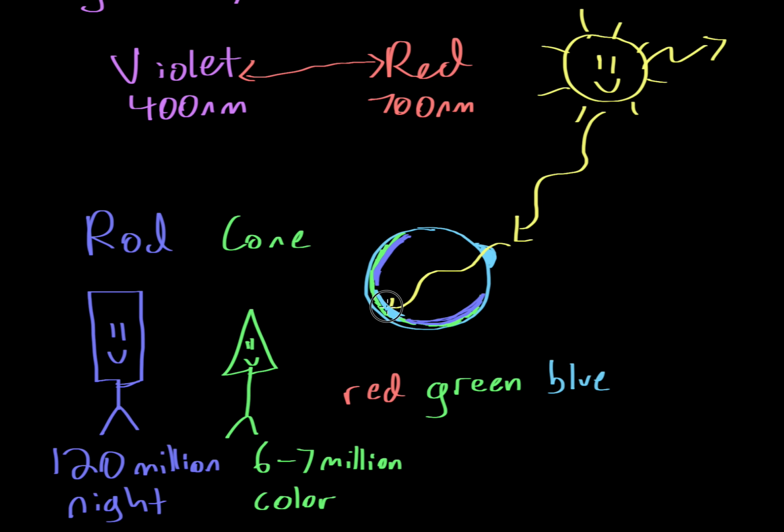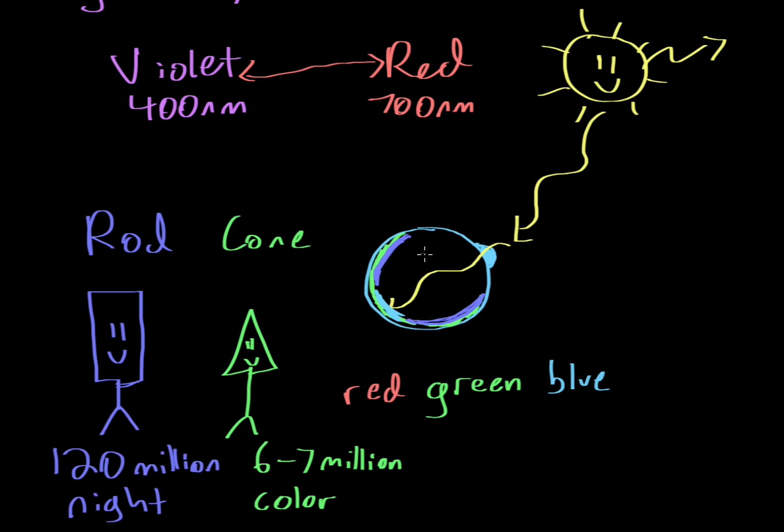There are almost no rods in this part of the eye, and there are a whole bunch of cones. Almost all the cones are centered in the fovea, and the fovea is basically the part of the eye that lets us see really fine details in pictures. So if you're searching for Waldo, the fovea is what lets you find him.